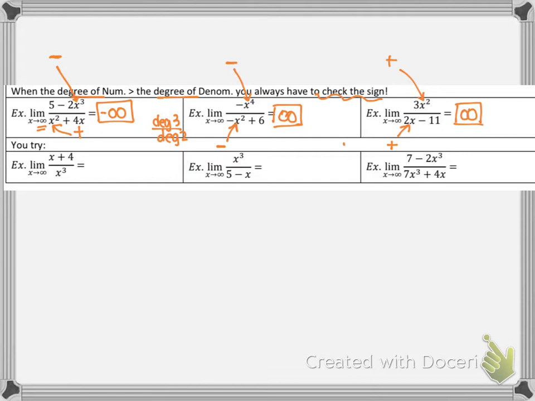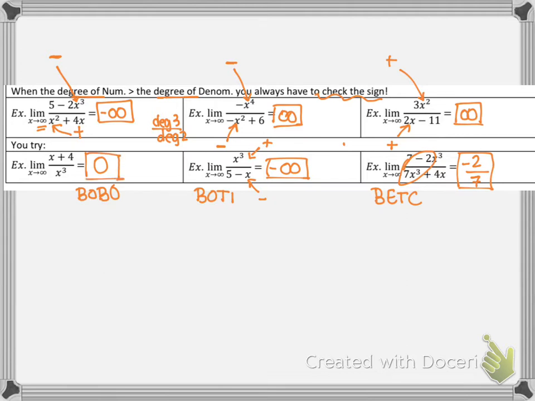Okay, pause the video and try the next 3. Okay, the first one, bigger on the bottom. BOBO is our little mnemonic device, and that one equals 0. The next one, BOTI, bigger on the top, it's infinity, and we're going to positive divided by negative, so we get negative infinity. And the last one's BETSY. Bottom equals top, we look at the coefficients. And so the ratio of our leading coefficients is negative 2/7.